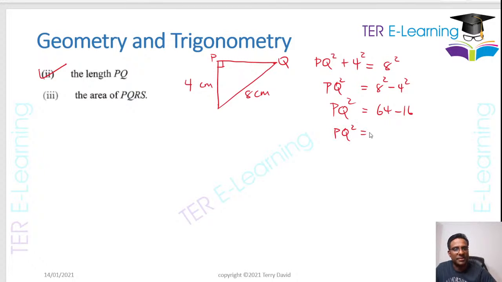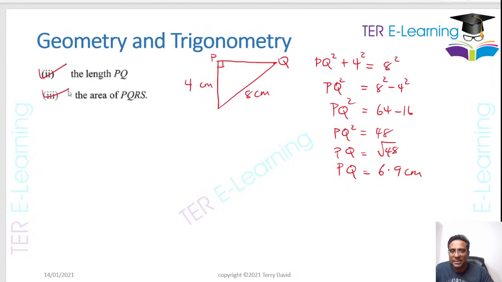PQ squared is equal to, this is going to give me 48, right? So PQ is equal to the square root of 48, and that's going to give me 6.9 centimeters. So that's what PQ is, right?